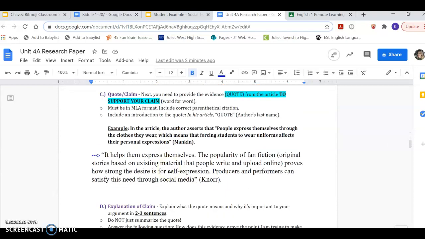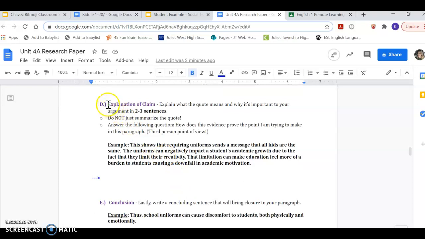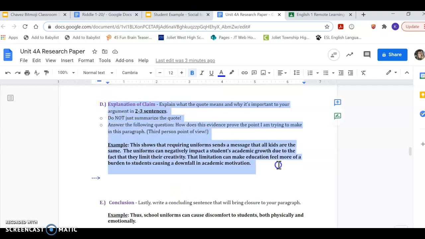Letter C, we already found our quote. Letter D, you're going to spend most of your time on because this is where you're actually analyzing your quote. So this part should be 2 to 3 sentences long minimum. And you don't want to summarize your quote. What you want to do is prove how that quote supports your thesis statement. And you want to make sure it's in the third person point of view. So no pronouns like I, me, we, us.